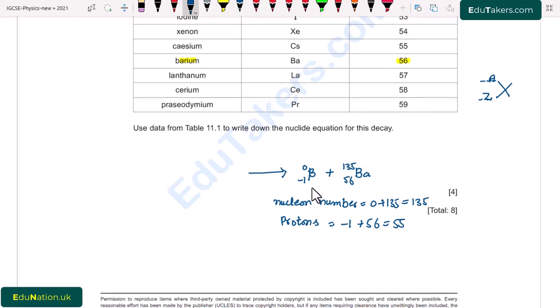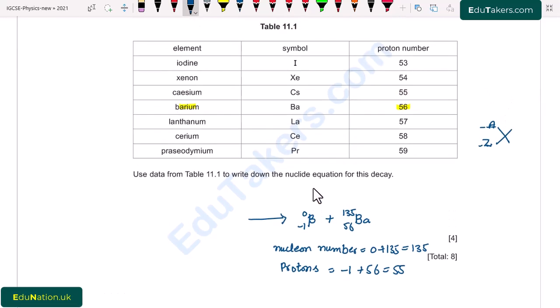From this table we can see that this element is cesium, whose number of protons is 55 and its symbol is Cs. So I write here cesium, whose number of protons is 55, and the nucleon number remains the same because there is no change in the nucleon number when an element undergoes beta emission. So I write here 135. This is the complete decay of cesium by beta decay, and it decays into barium.